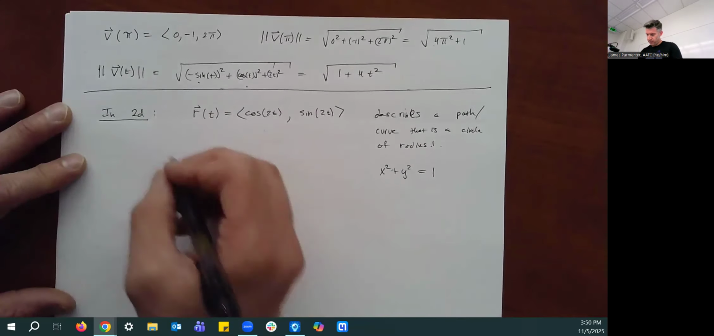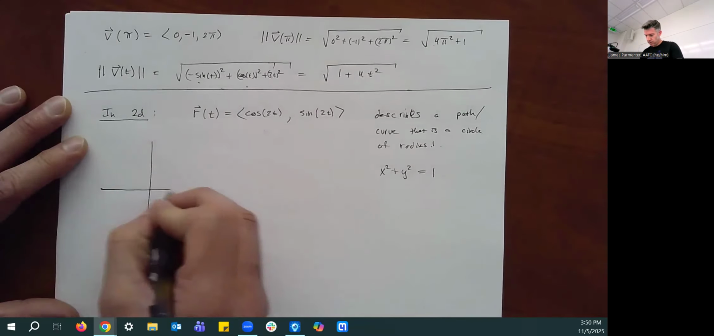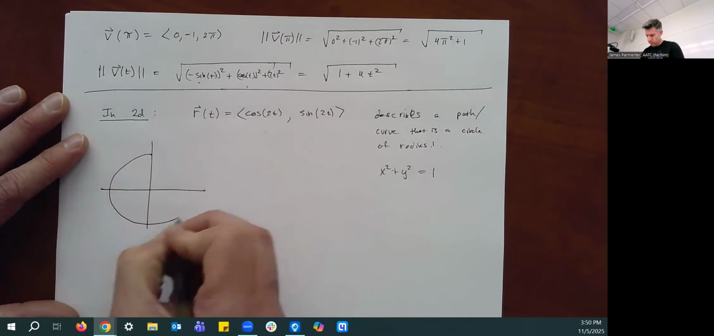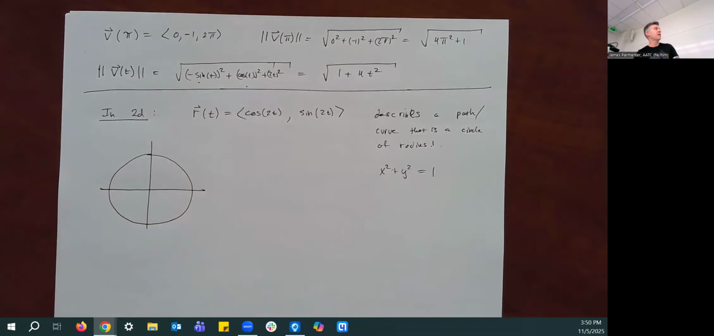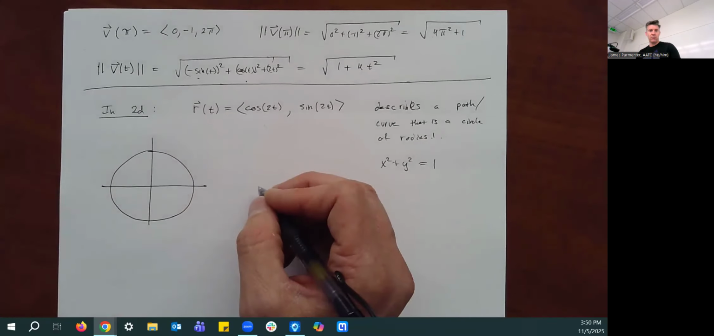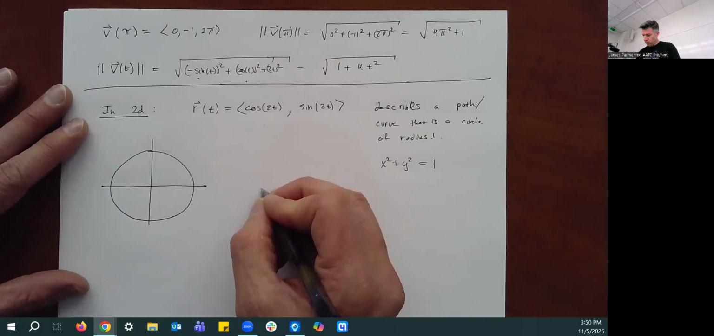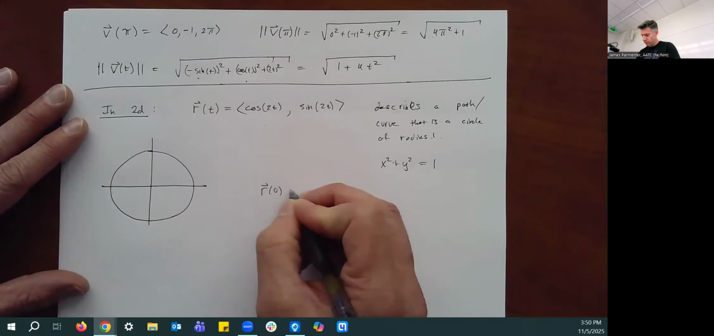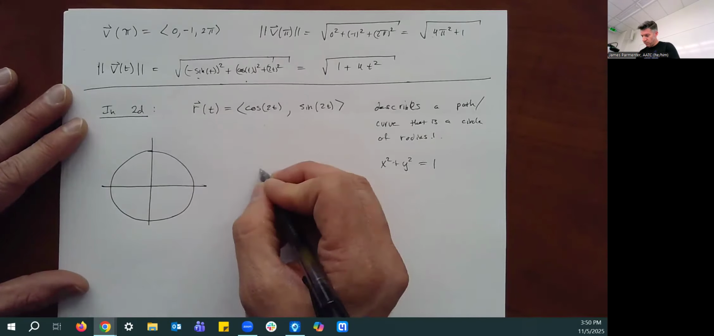So there's a circle of radius 1. And we kind of want to answer a few questions here. So what is r of 0? Where do we begin?